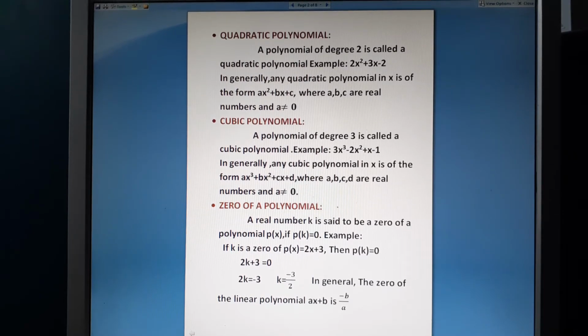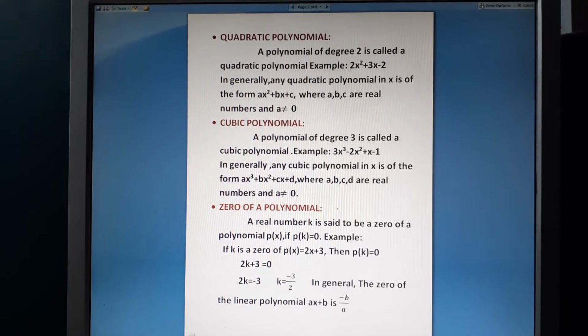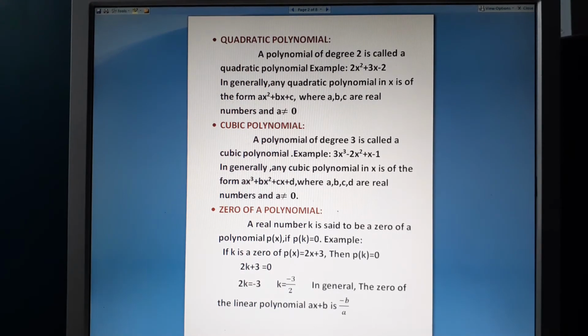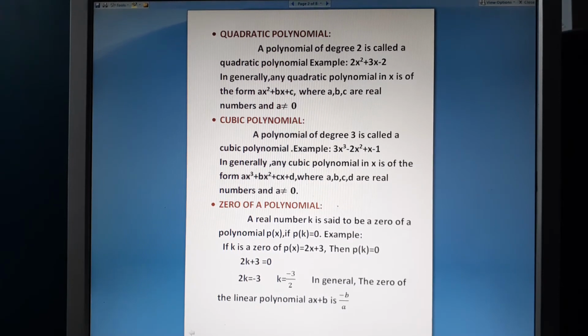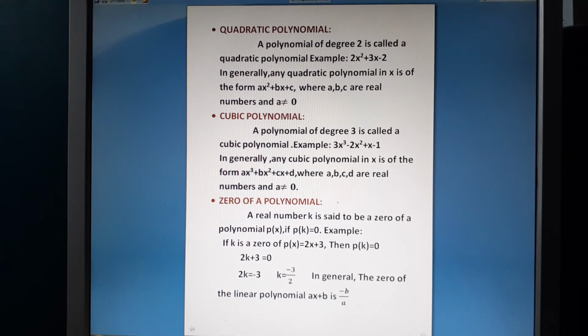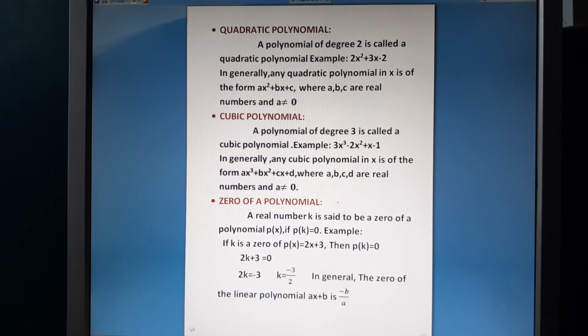Here p of x is equal to 2x plus 3. So p of k is equal to 2k plus 3. If p of k is equal to 0, 2k plus 3 is also equal to 0. 2k is equal to minus 3. Left hand side plus 3 comes to right hand side, it changes into minus 3. Now k is equal to minus 3 by 2. In general, the zero of the linear polynomial ax plus b is minus b by a. Here b is the constant term, a is the coefficient of x.